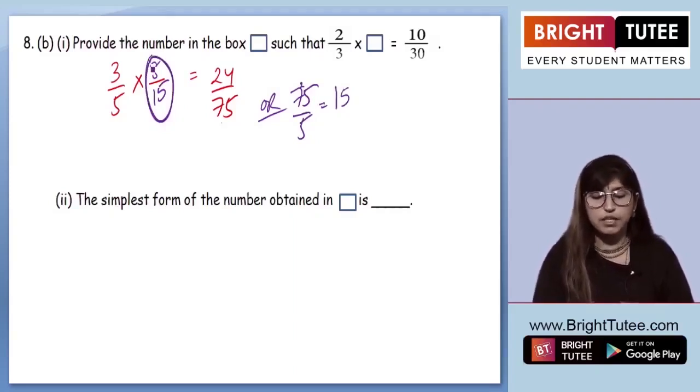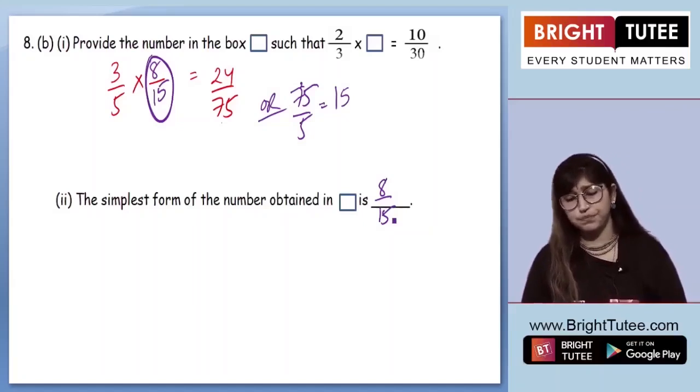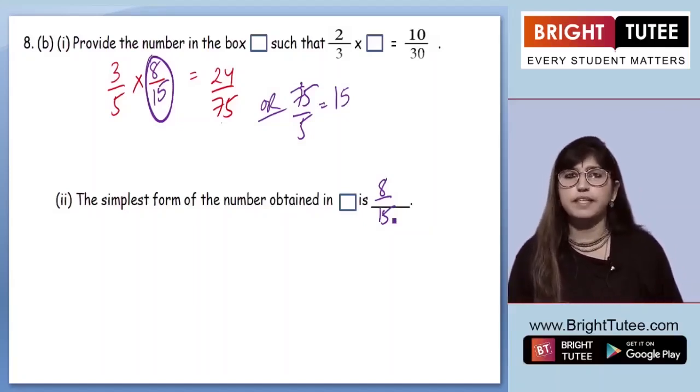Now, the second part says what is the simplest form of the number obtained in the box. Now we can say that 8 by 15 is actually the standard form and we cannot simplify it further. So we'll write it down that the simplest form of the number obtained in the box is 8 by 15 only. Now we are done with the second exercise.